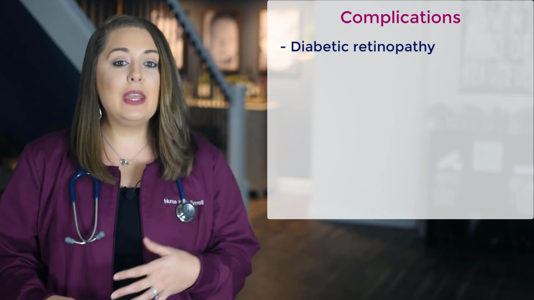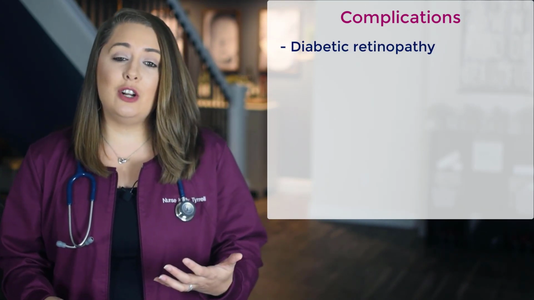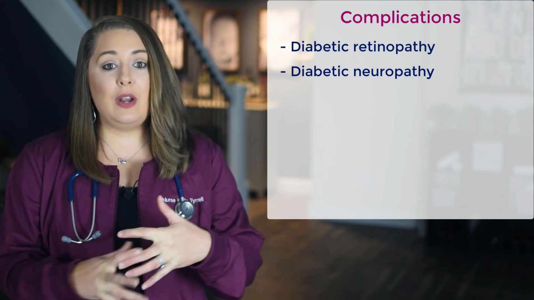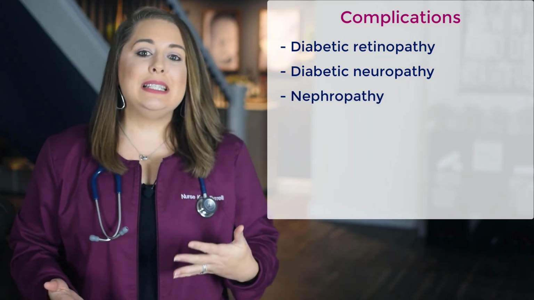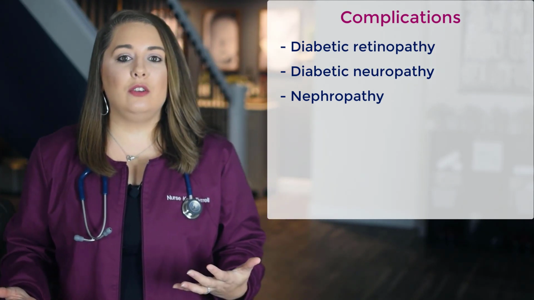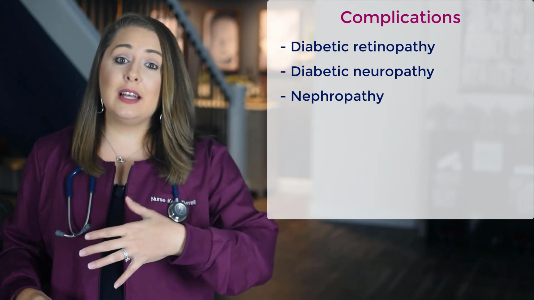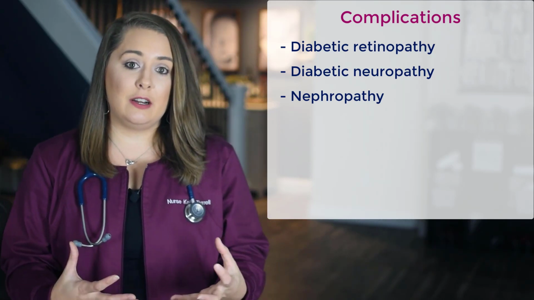Patients with diabetes mellitus are at risk for many different complications, including vision loss, known as diabetic retinopathy, damage to the blood vessels and nerves, known as diabetic neuropathy, and also kidney damage, known as nephropathy. So this happens again because the cells rely on glucose for energy. So if there's not enough glucose being moved from the bloodstream into the cells, then the cells start to deteriorate.